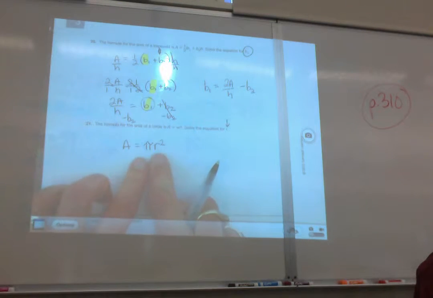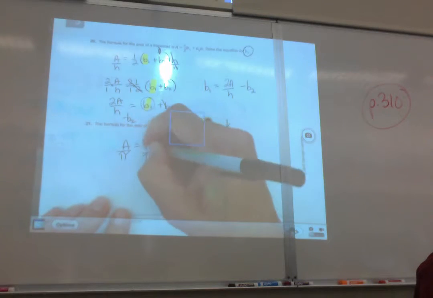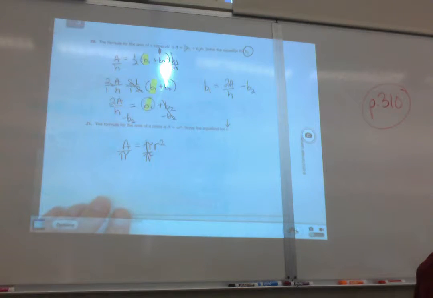The first thing I'm going to do is r squared is being times by pi. I'm going to divide by pi to cancel that out. I have to do the same thing to the other side. Goodbye to the pi. That leaves me r squared equals a over pi.